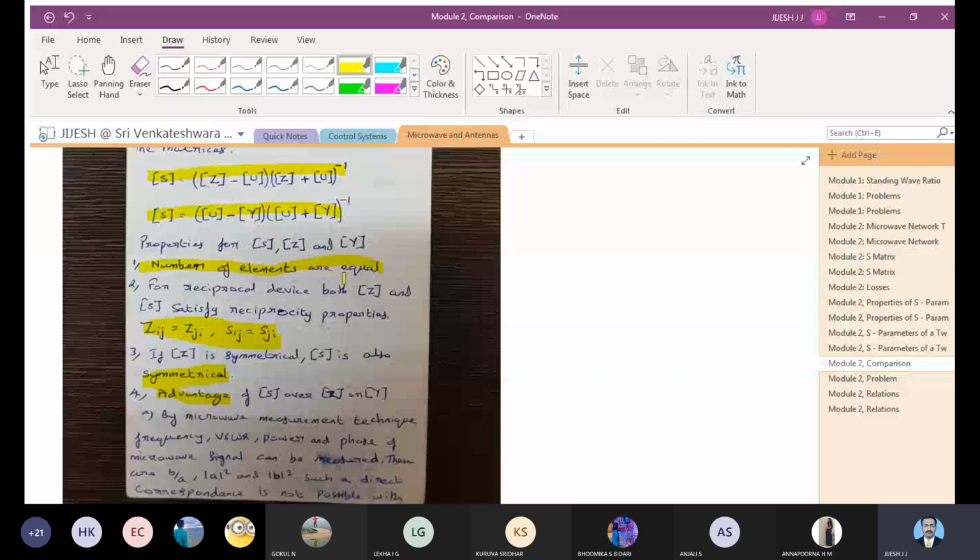This problem is very important, and it is a much repeated question for internals and university question papers. So you have to definitely study this problem.